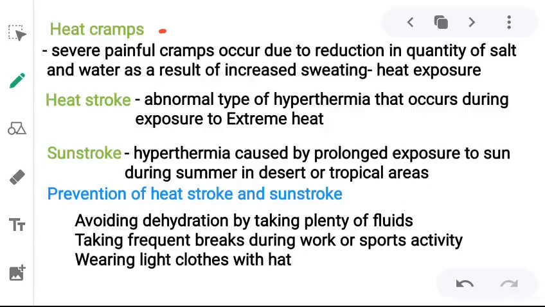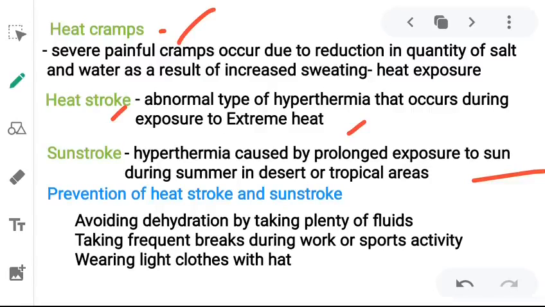Okay, next is heat stroke. Heat stroke means it is an abnormal type of hyperthermia, an over increase in body temperature because of exposure to extreme heat. So that we call heat stroke. Sunstroke means here also hyperthermia, but here you are exposed to sun. Most commonly you will see it in summer, in desert areas and tropical areas.